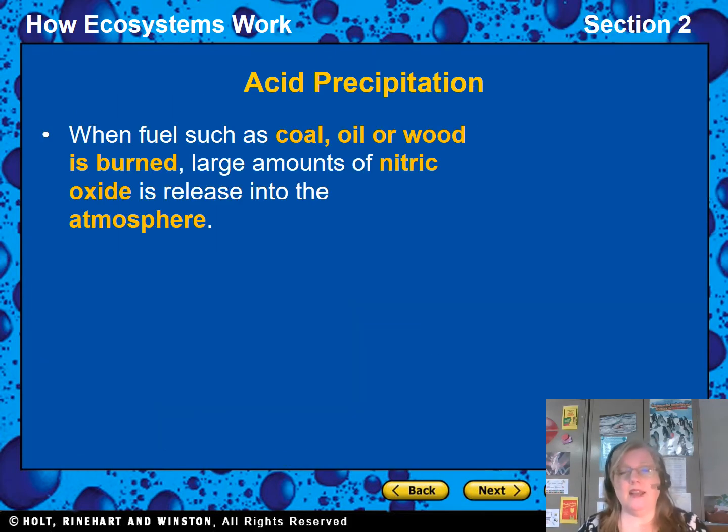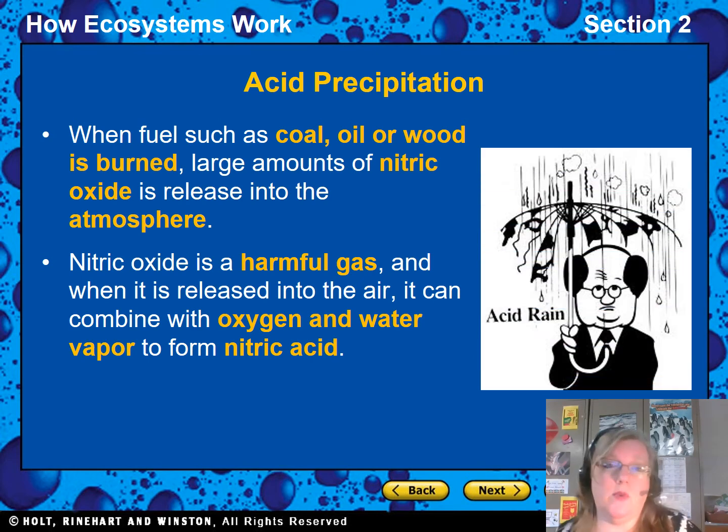All right, now the next thing that happens is acid rain. That's another thing that the humans do that are messing up the cycles. This one is mostly for nitrogen. Okay, when fuel such as coal, oil, or wood is burned, large amounts of nitric oxide are released in the atmosphere. So this is part of the nitrogen cycle.